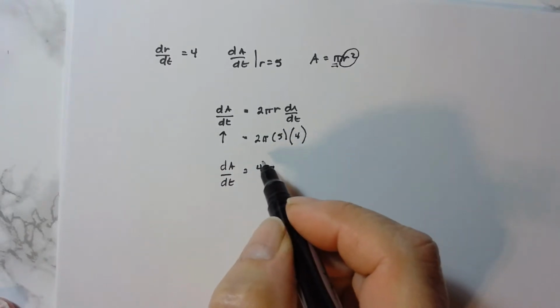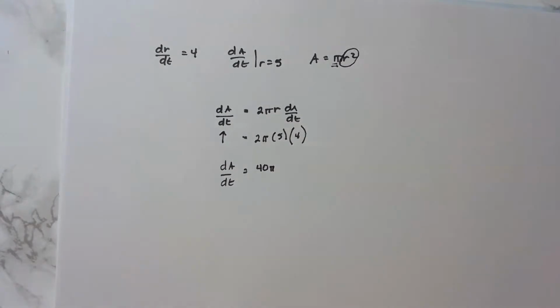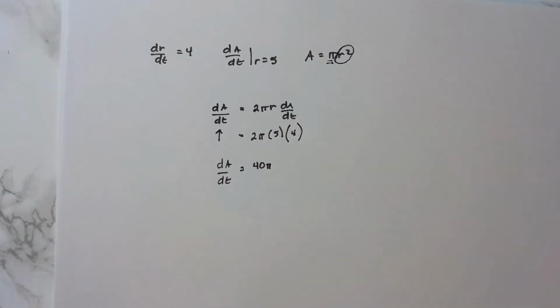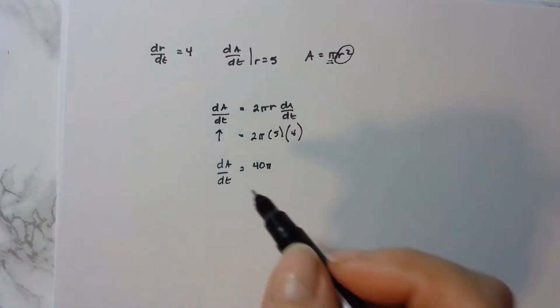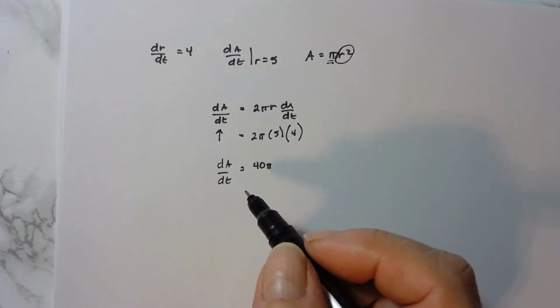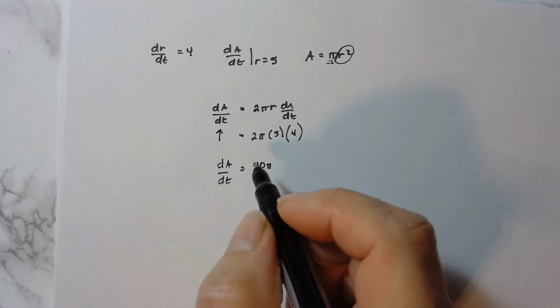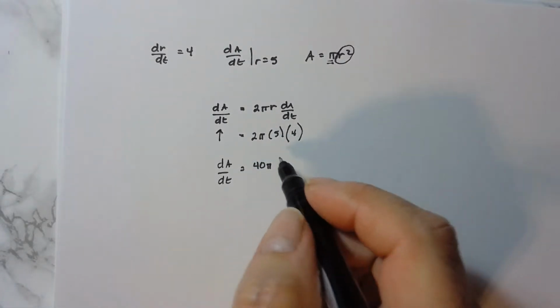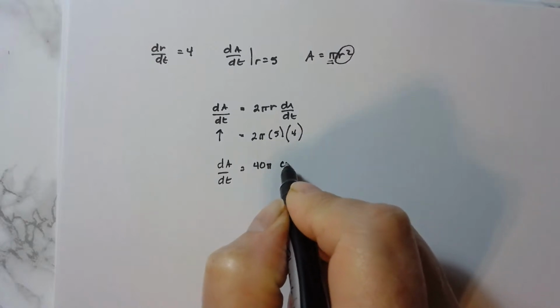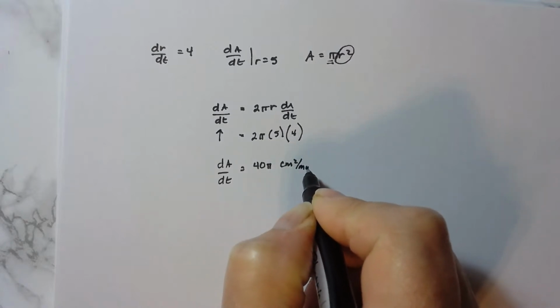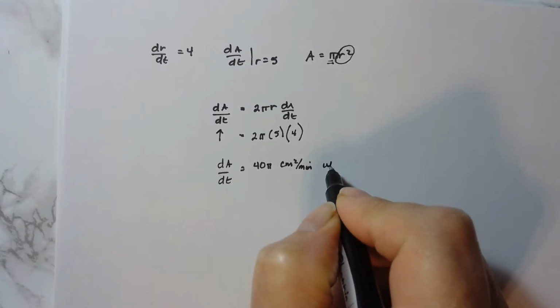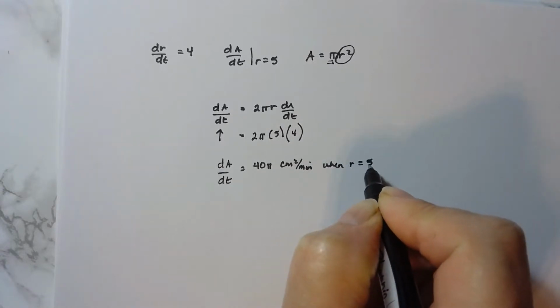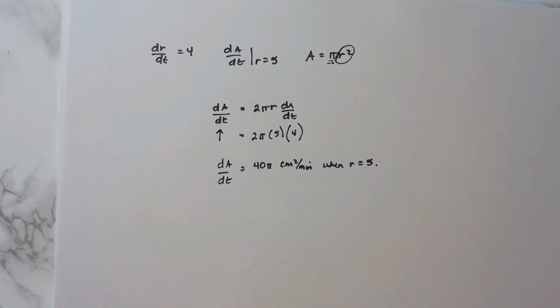Now again, we're looking for area, and area is in units squared, okay? This thing was in centimeters per minute. So what I can say as an interpretation is the area is increasing at a rate of 40 pi what? Centimeters squared per minute at the moment when r is equal to 5. Capiche?